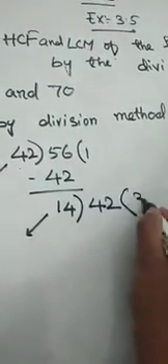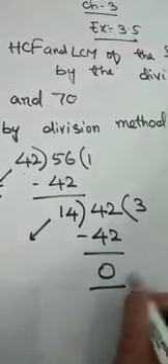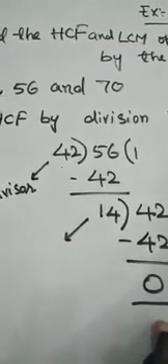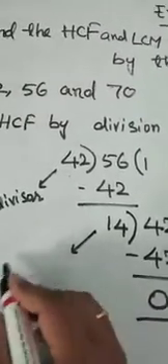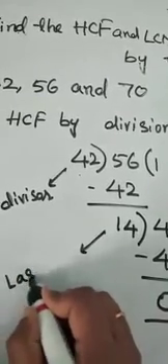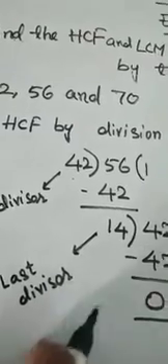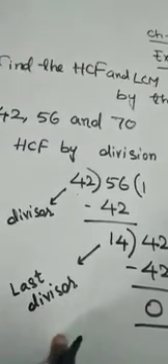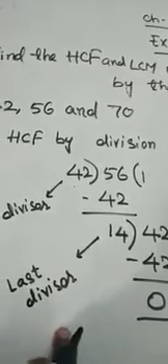14 3s are 42. We have to do this process until we get 0 as the remainder. Now we got 0 as the remainder, so this is our last divisor. We have to check the last divisor, and that is our HCF. So 14 is the last divisor, so this is our HCF.